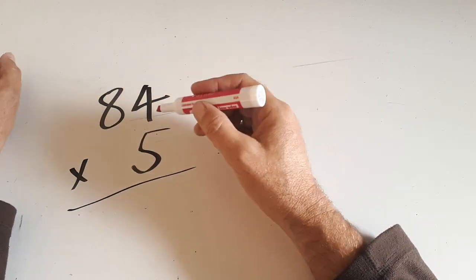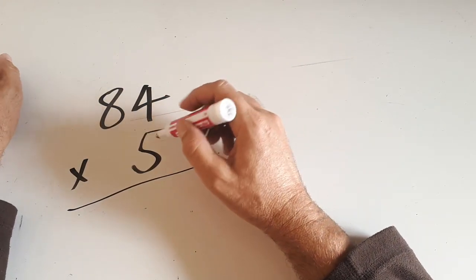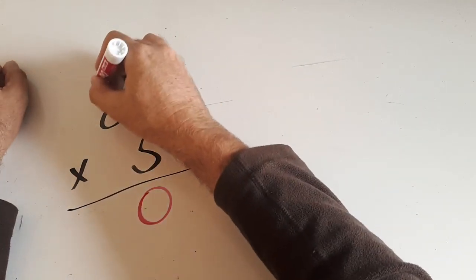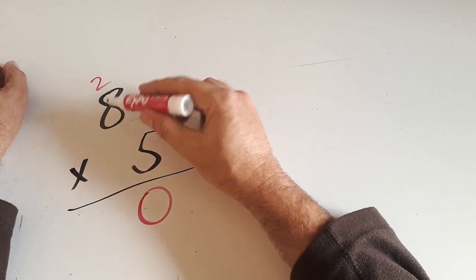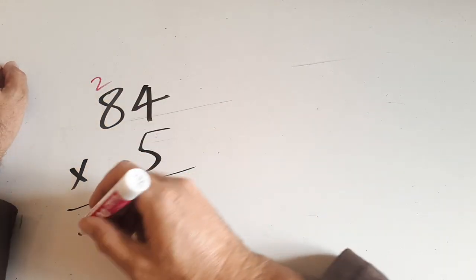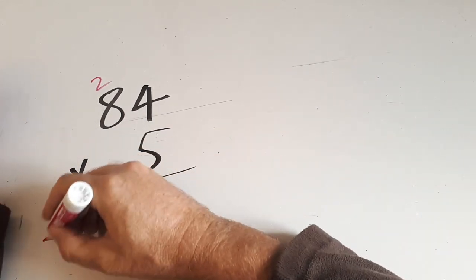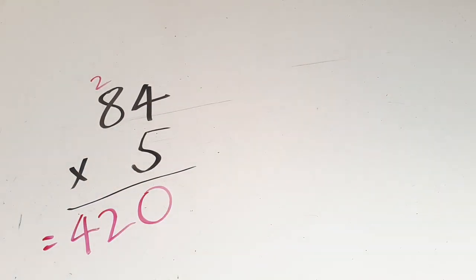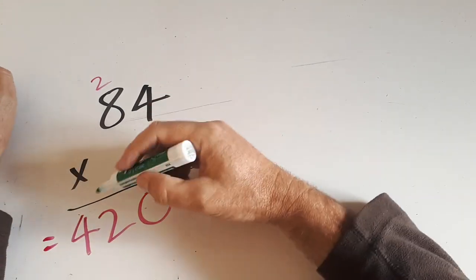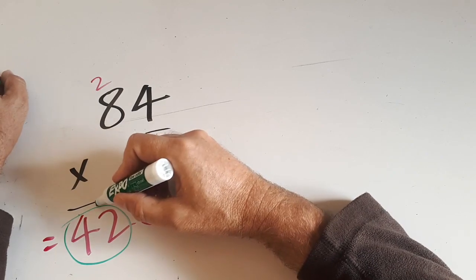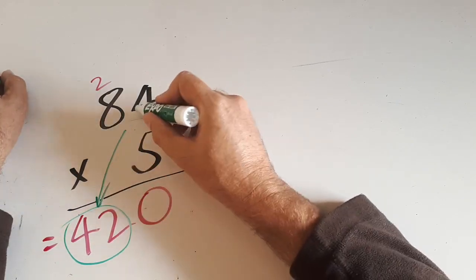So let's first figure it out using our old-fashioned bit of paper method. 5 times 4 is 20. The 0 goes there. 2 goes there. 5 times 8 is 40 plus 2 gives us a total of 42 tens. 420 is our answer, right? That's pretty good. Have a look though. I want to see if you can spot the relationship here. If you look closely, 42, if I circle it, is half of 84.